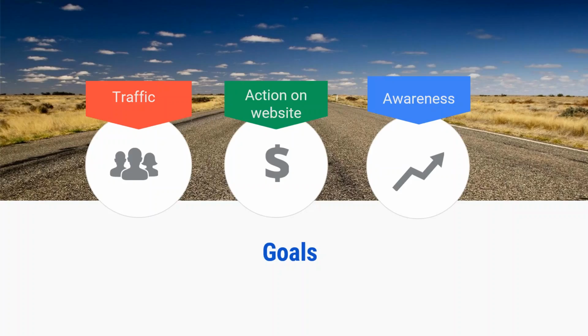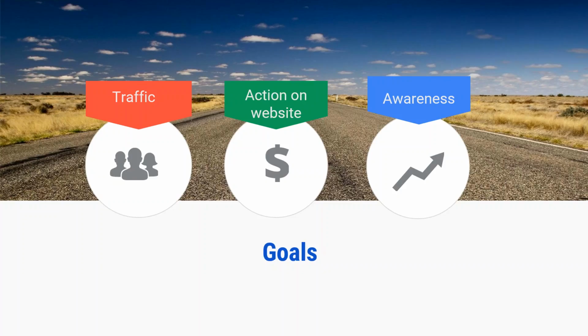Let me start off with goals. Different businesses have different goals, but we have categorized them broadly under 3 buckets: traffic, action on a website, and awareness. Your goal could be getting more and more users to your website, or you would want them to take some action on your site, such as purchasing products, form fill-up, requesting a quote, etc. Or you might just want people to be aware of your products and services.